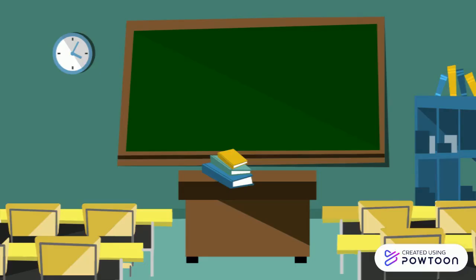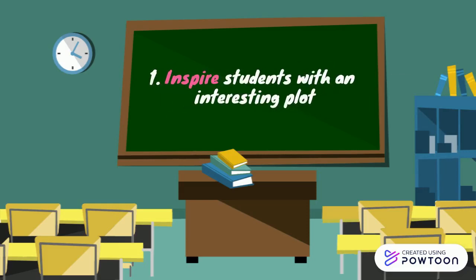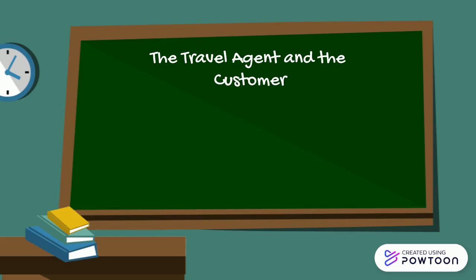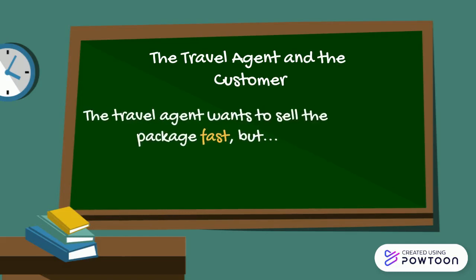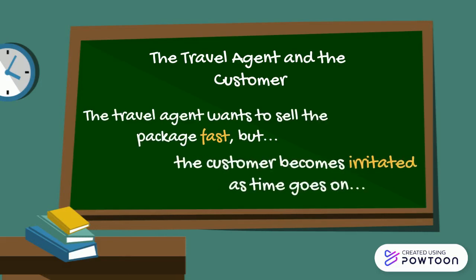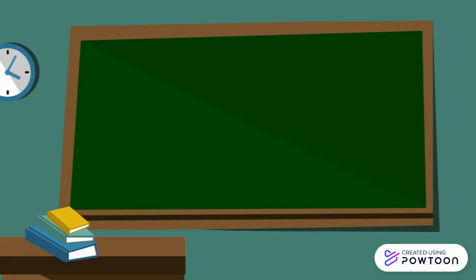For the first step, as teachers, we inspire students with an interesting plot. We can create real-life scenarios for authenticity. Let's take a look at the example of the travel agent and the customer. In this role-play, the travel agent wishes to sell the package fast, but the customer becomes irritated as time goes on. The highlighted words of fast and irritated add life to the story and encourages students to work in pairs and invent their own conversation.